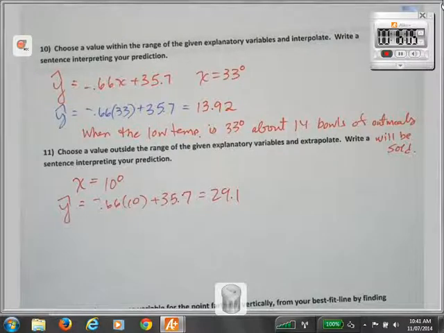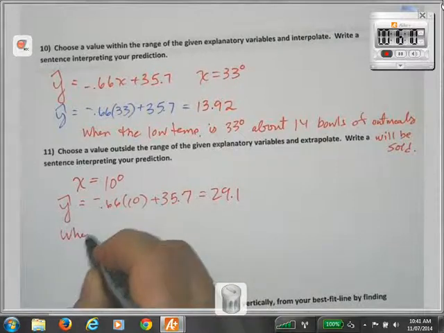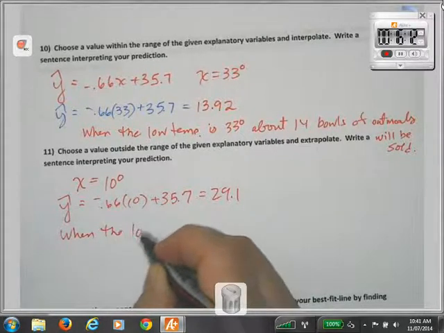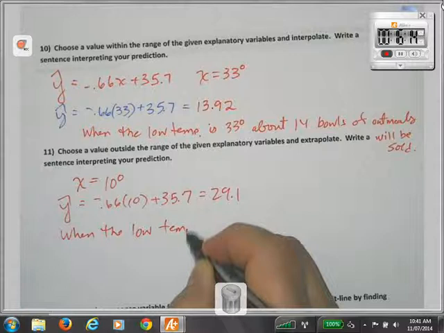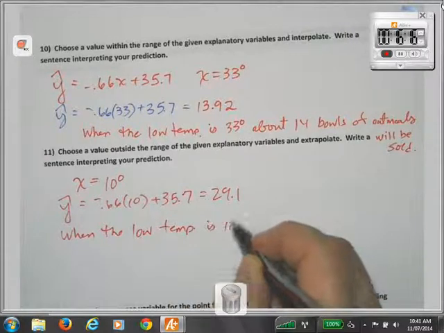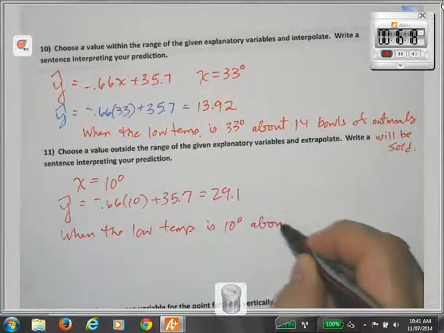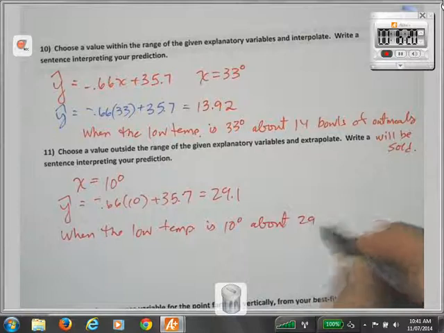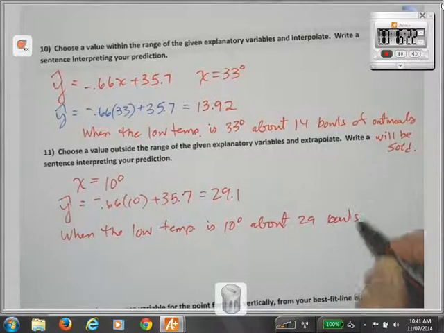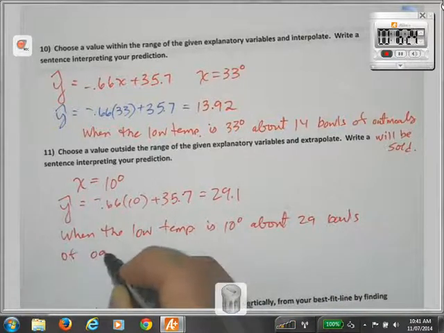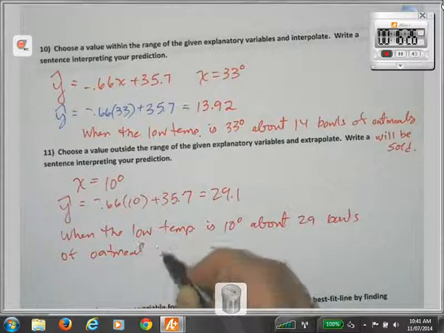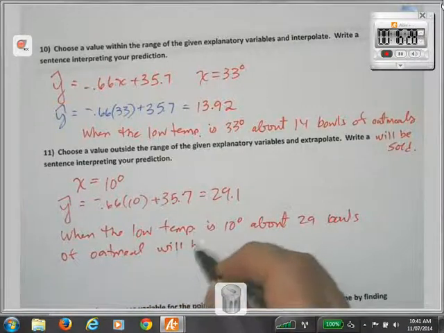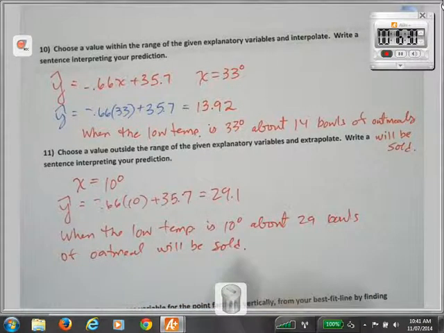So again, same sentence, different numbers. When the low temperature is 10 degrees, about 29 bowls of oatmeal will be sold. Okay.